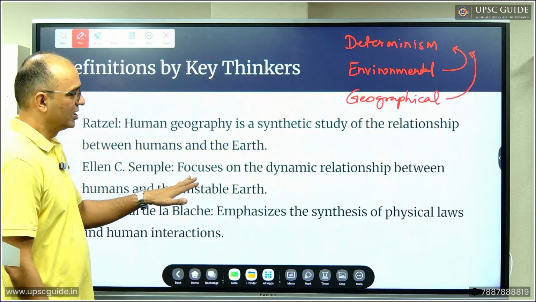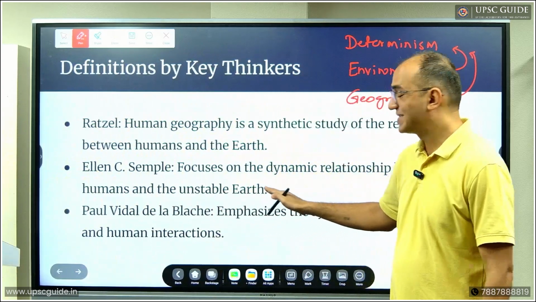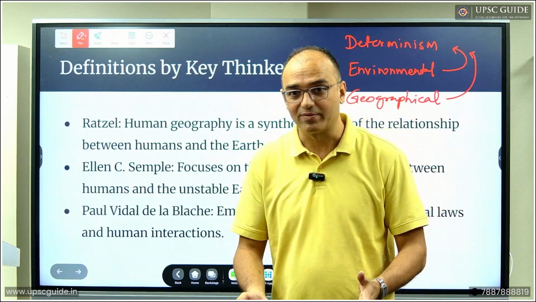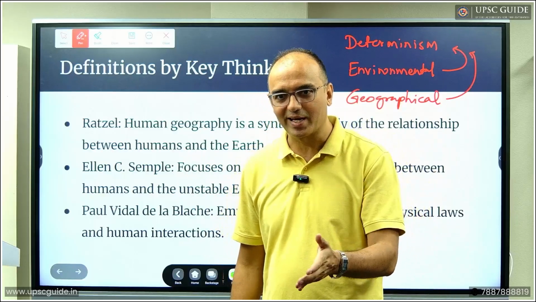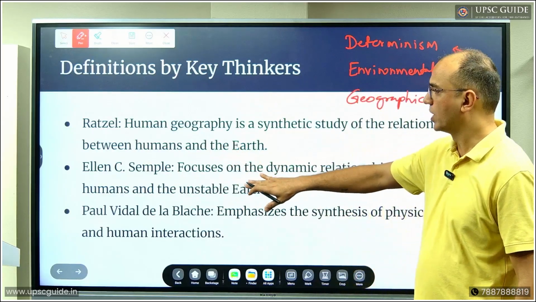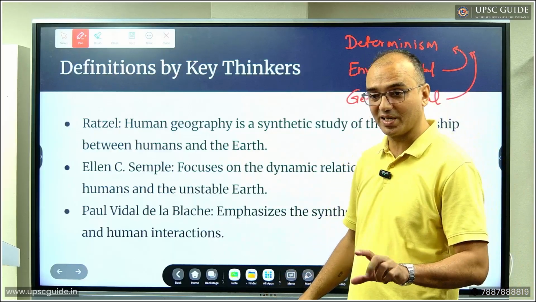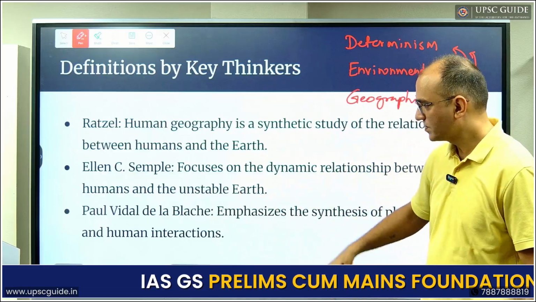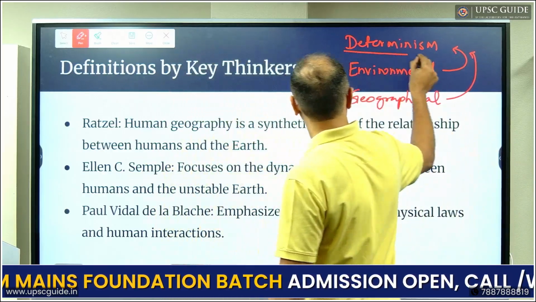So what she says, she focuses on the dynamic relationship between humans and the unstable Earth. So they say Earth is unstable. It's tectonically active. So it is going to influence you. And you have to fall in line, right? Otherwise it is going to strike. Getting the point? So Ellen Semple, according to her, human geography focuses on the dynamic relationship between humans and the unstable Earth. Dynamic, it is not static, it's constantly changing. Now, Ellen Semple was determinism, right?